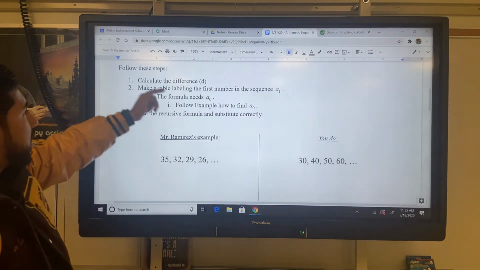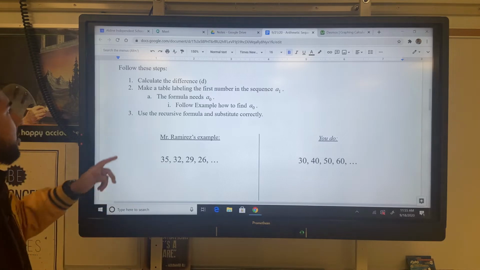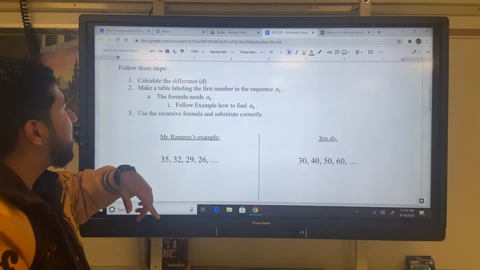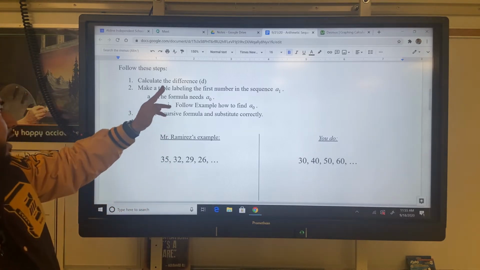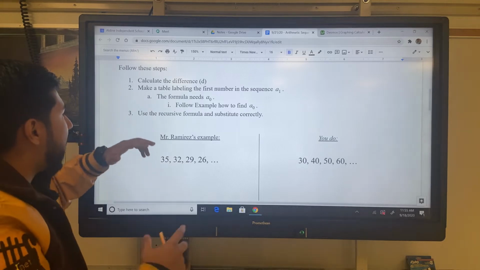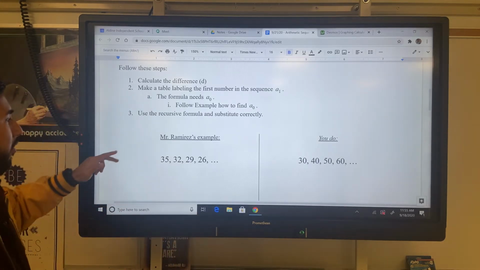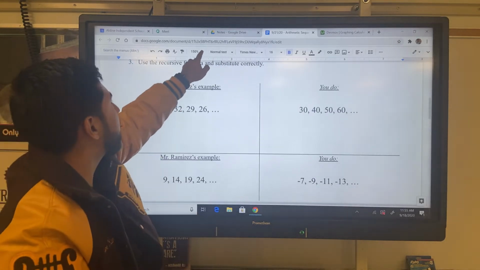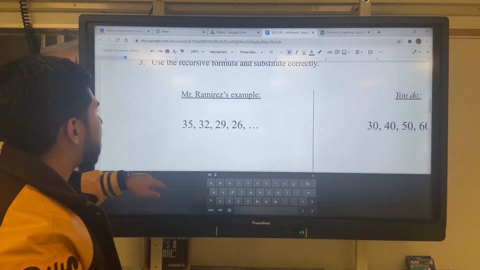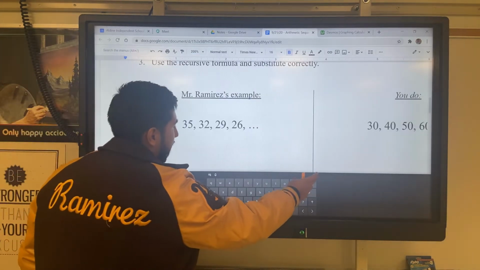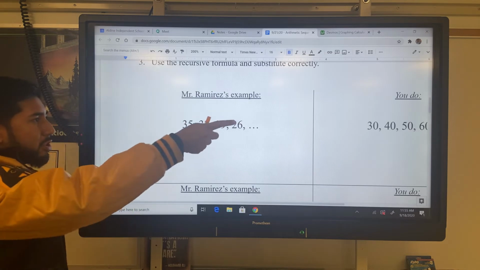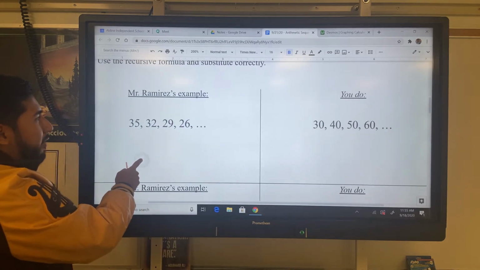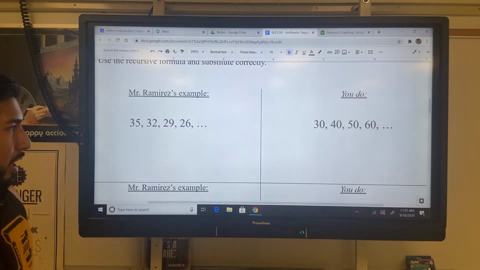So we have to calculate the difference, the steps. After that, we're going to make a table. After that, we're going to see that D and A0 is there, and we should be good to go. Check it out. Let me zoom in just a little tiny bit. All right, this is my example. Of course, I want you to do the next one if you got the hang of it. If not, we'll do it all together.